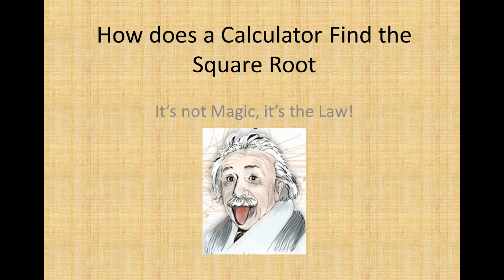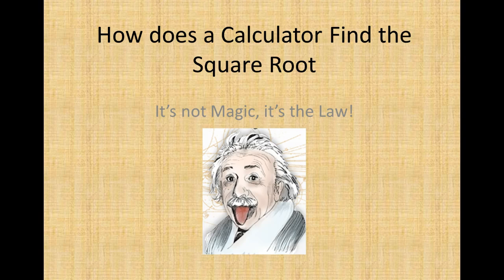Okay, in this video, we're going to talk about how a calculator finds the square root of a number. If you have a calculator and you press, let's say, 25 and then the square root sign, you know it's going to come up with 5 because 5 times 5 is 25.